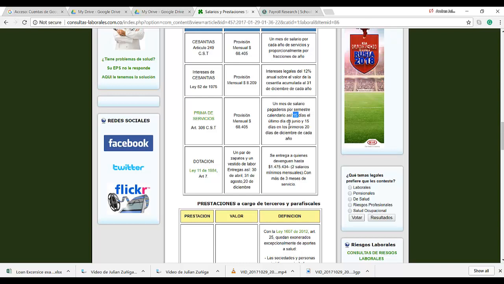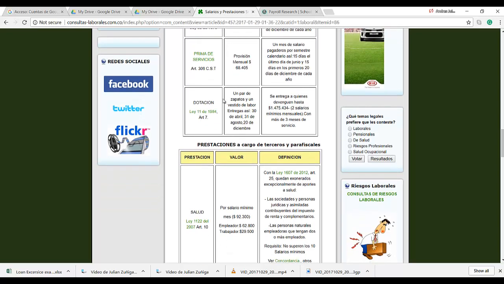You need to pay them 15 days, okay? So it's the prima, it's one salary a year, but you need to divide it into two. One paid on June 15th and the other one in the first 20 days of December, okay? This is something that they count on every year, okay, and every semester.